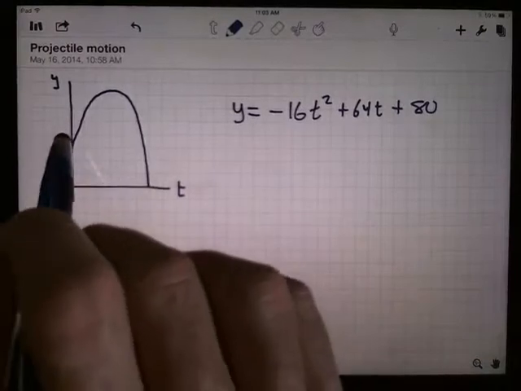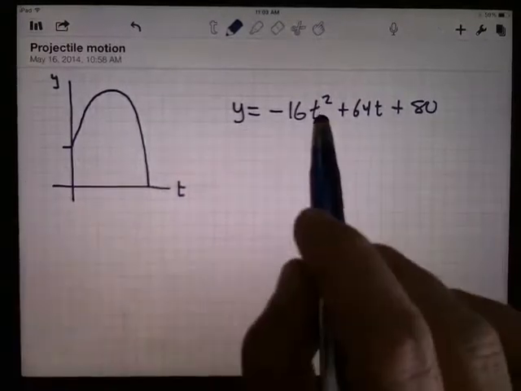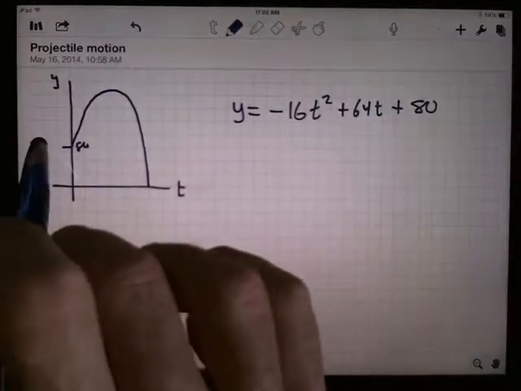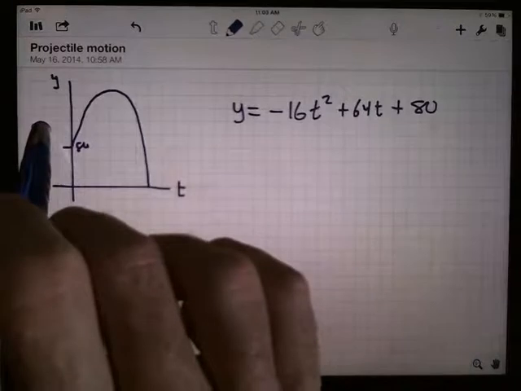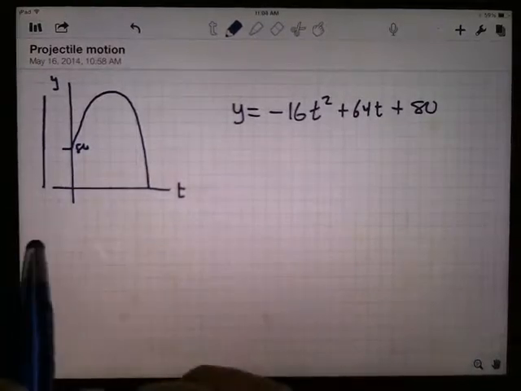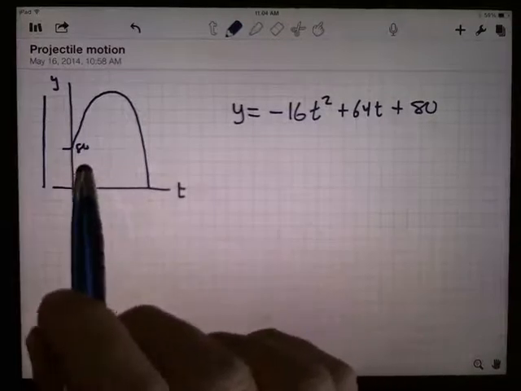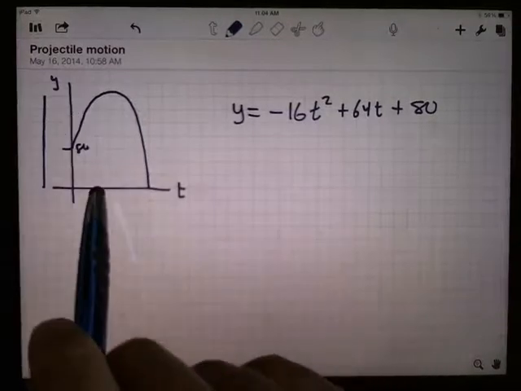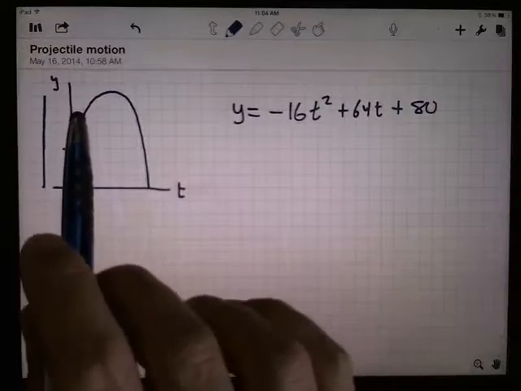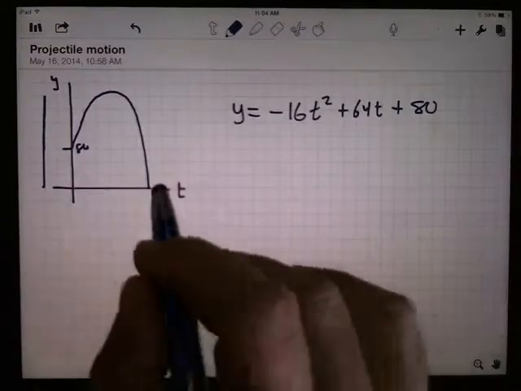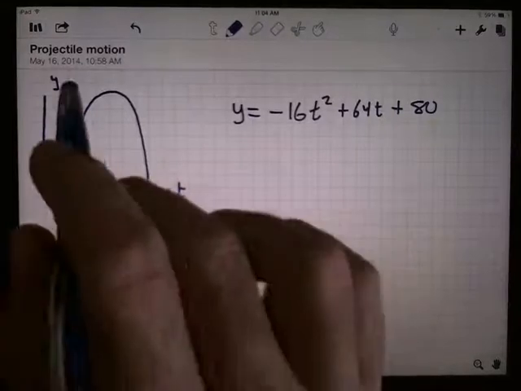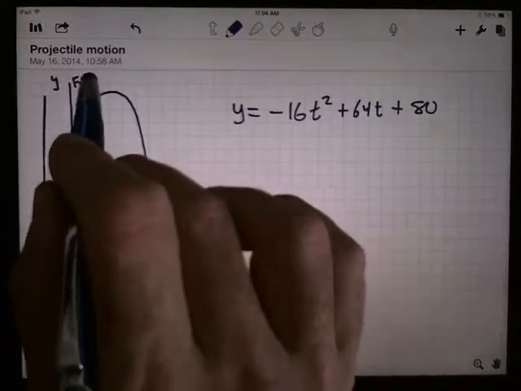What I'm doing is starting with something at a particular height. If you plug in t equals 0, the height is 80. So that's the starting height. The thing is just moving straight up and then coming straight back down again. It's not really moving from side to side, but when I draw the graph, I'm drawing its height as a function of time. So this tells you how high off the ground it is after so many seconds. t is measured in seconds and y is measured in feet.